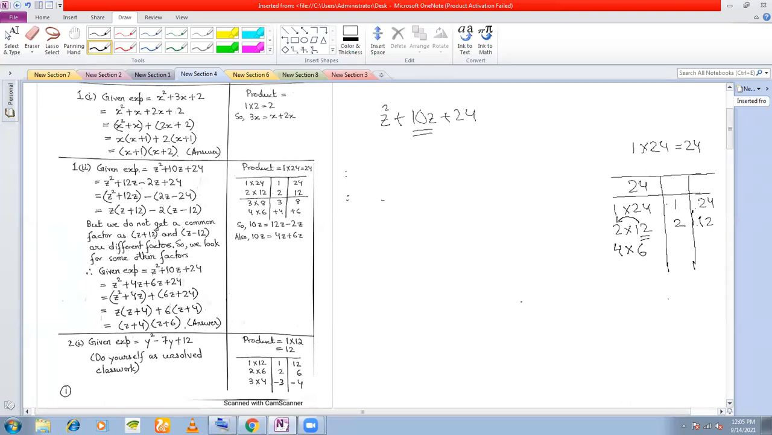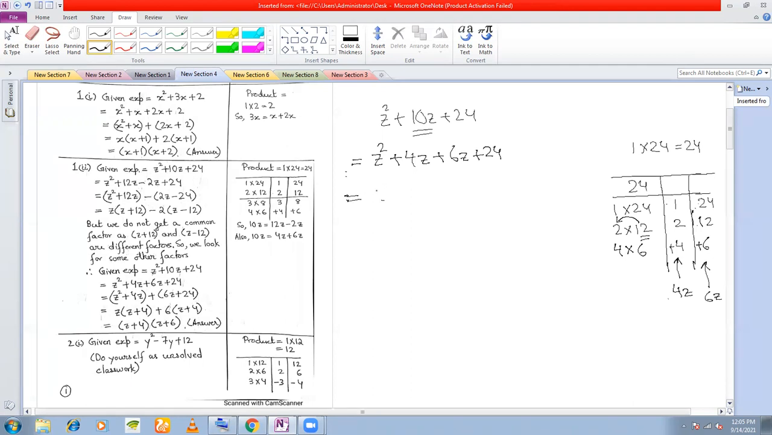6. Right? So what are the factors? 4 and 6. Now, can you add 4 and 6 in any way to get 10? Yes, plus 4 and plus 6. That means I have 4z and I have 6z. That means 10z I can split as 4z and 6z. So I can write this as z square plus 4z plus 6z plus 24.